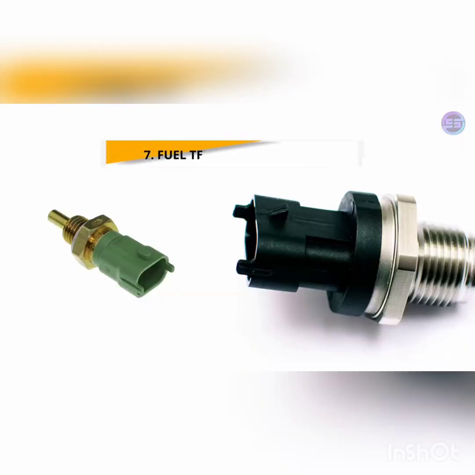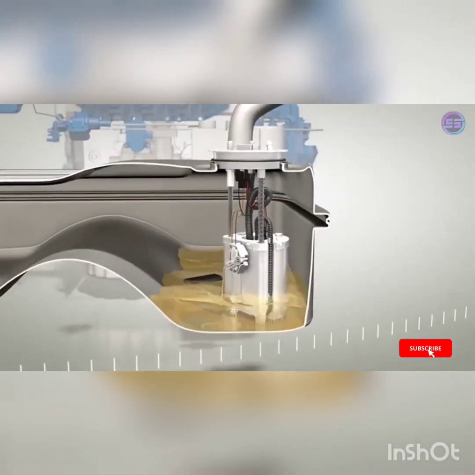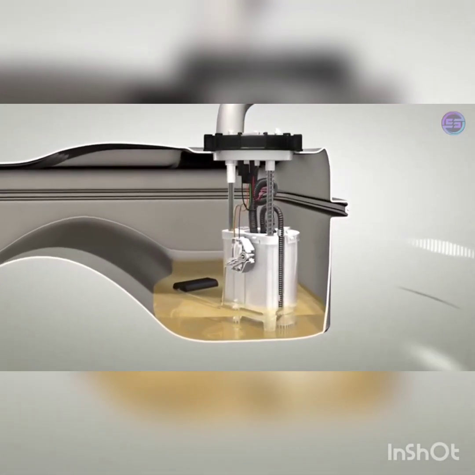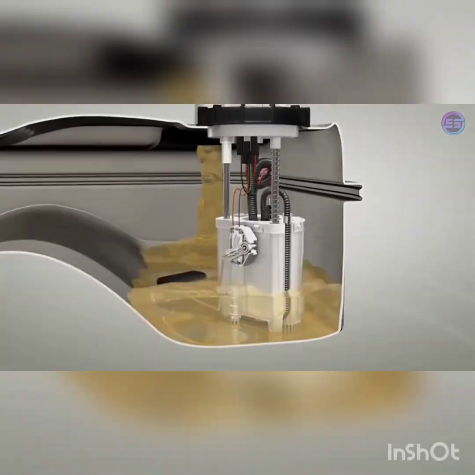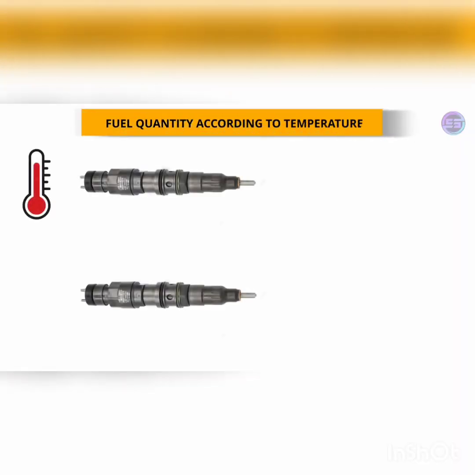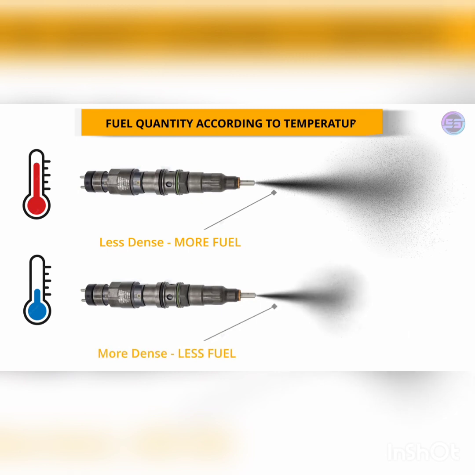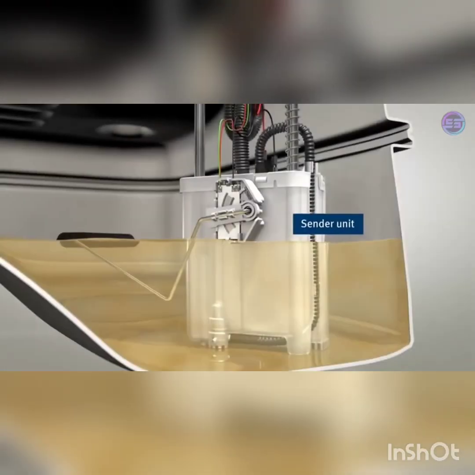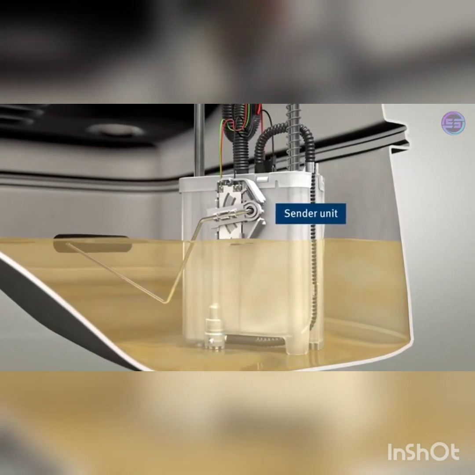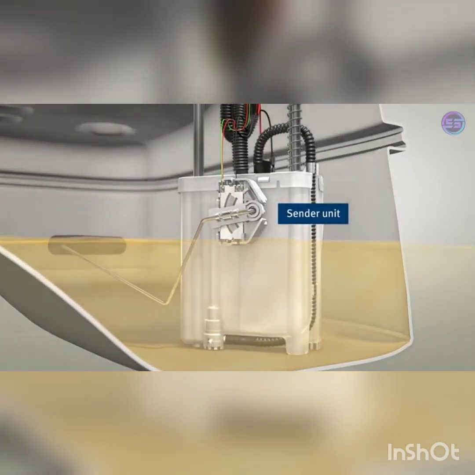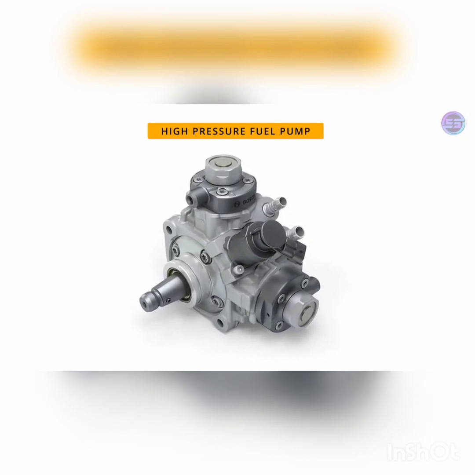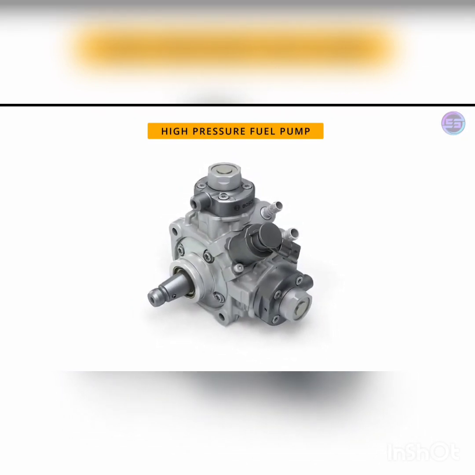Number 7. Fuel temperature sensor. This measures the fuel's temperature and transmits the signal to the ECU. When the fuel is warm, it's less dense and burns more readily, so the ECU injects more fuel. When the fuel is cold, it's more dense, so the ECU injects less fuel. This optimizes the engine's performance. Some brands place this sensor on the center unit, which is located inside the fuel tank, or in some other brands, it is located on the high pressure pump, attached to the engine.